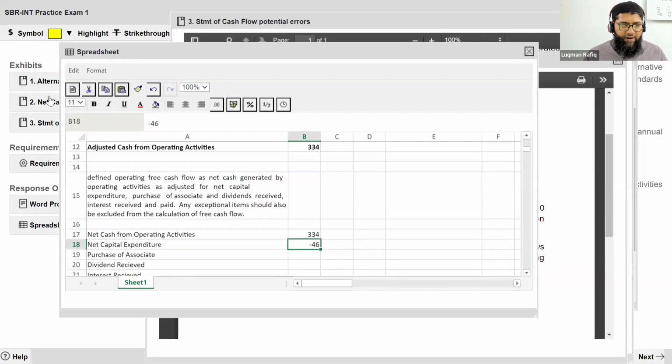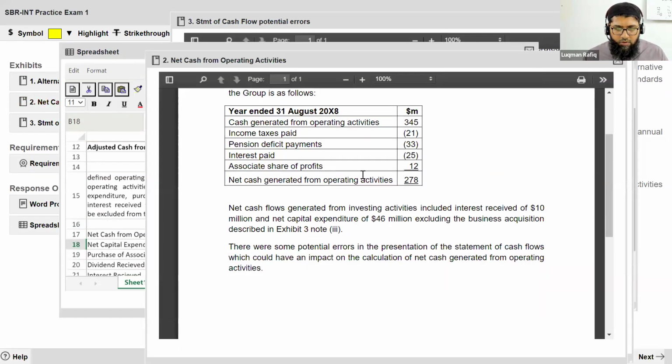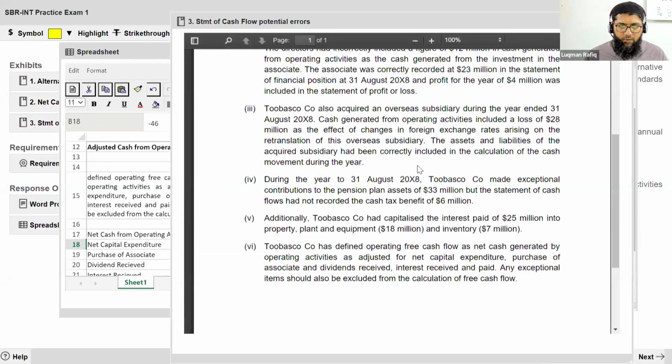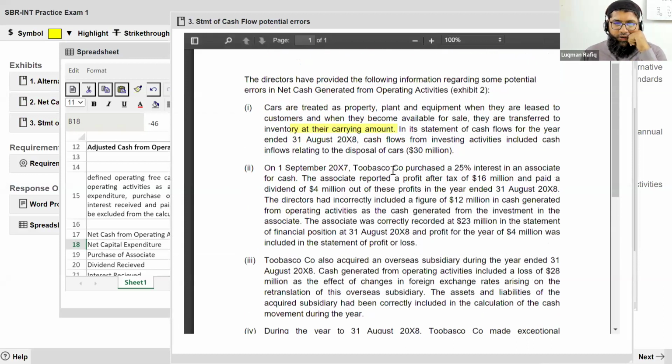Then what actually happens is that we have got some details about the associate. He told us here that Toobasco purchased a 75% interest in associate. Associate reported a profit of 16 and paid a dividend of 4 out of these profits. In the year ended, directors had incorrectly included a figure of 12 million in cash. The associate was correctly recorded at 23 million in the statement of financial position, and profit or loss of 4 million was included in the statement. Now see, you purchase a 25% interest in associate for cash.